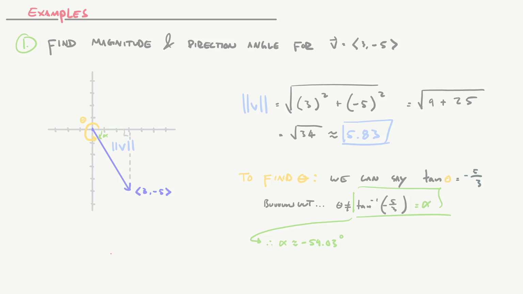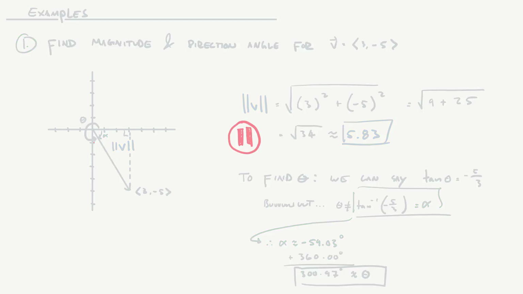You can find alpha, but you have to realize that that's not the direction angle of this vector. The direction angle will be that thing plus 360, because you need to go around again so that you can get theta, right? And it turns out that it's 300.97 degrees. Now, by the way, we don't have to necessarily do this to find the direction angle.